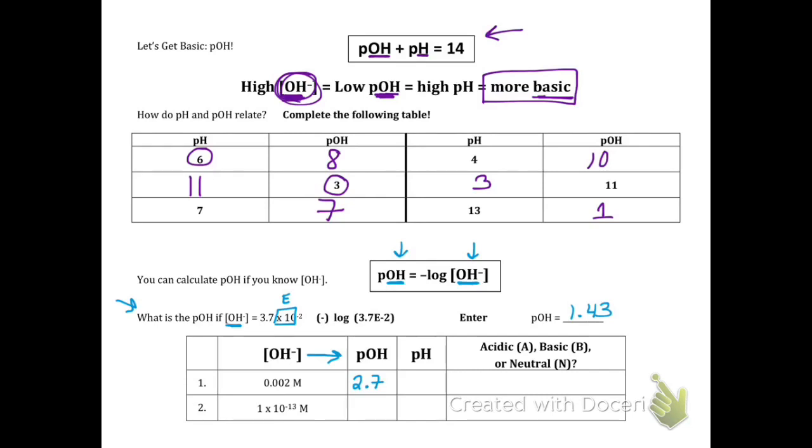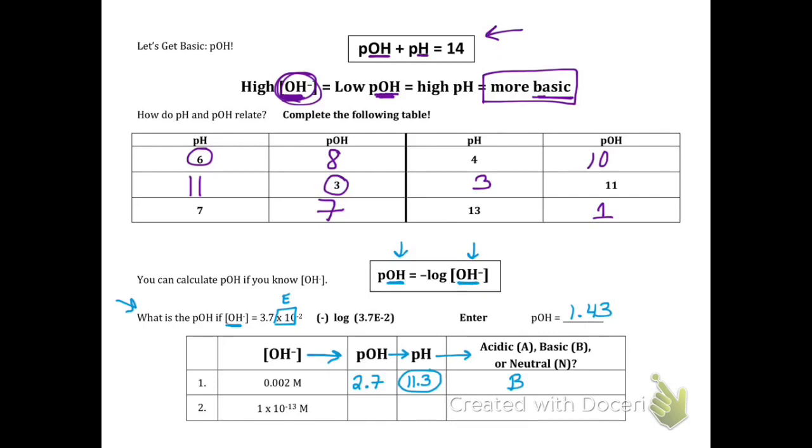2.7. Now, how do I go from pOH to pH? Well, 2.7 plus this has to equal 14. So 14 minus 2.7 is going to get me 11.3. Now that you have the pH, you can answer this question. Is it acidic, basic, or neutral? Well, the pH is larger than 7, so it is basic. When it's basic, it means it has a lot of OHs and not a lot of H's.